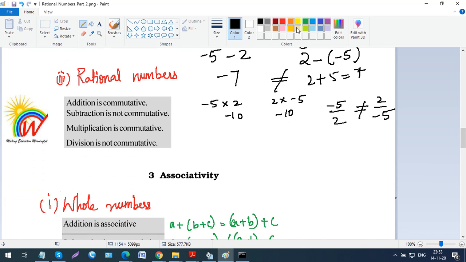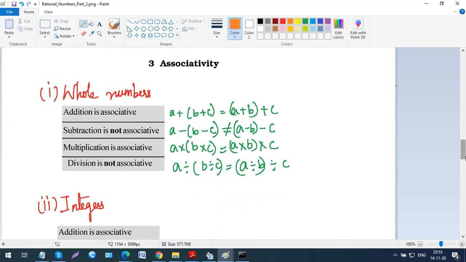So now we come to rational numbers. The same thing happens for rational numbers also. When you add two rational numbers, it's commutative. When you subtract two rational numbers, it's not commutative. Multiplication is commutative and division is not commutative. Now we'll come to the third property, which is called associative.